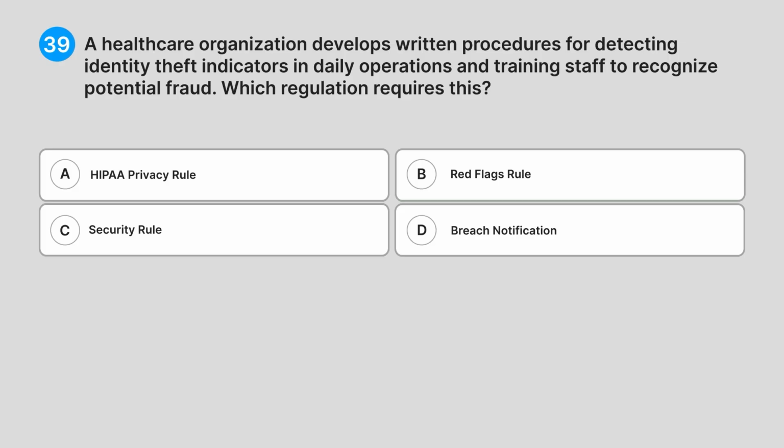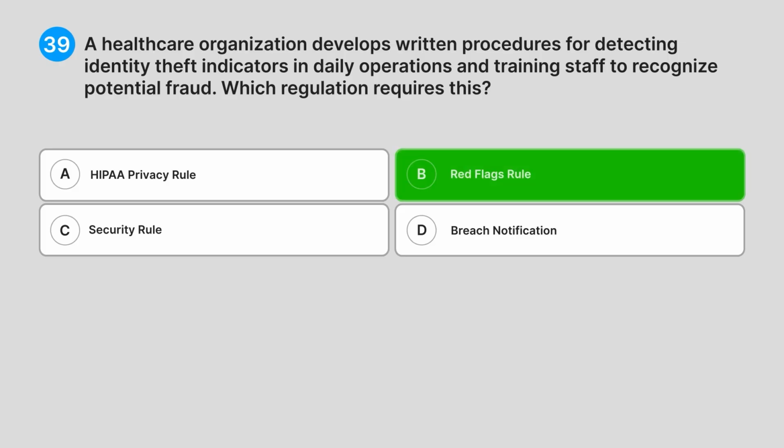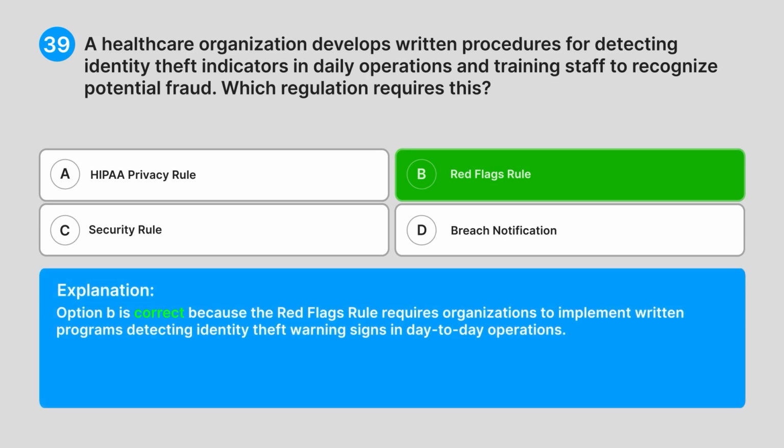Correct answer, B. Red flags rule. Explanation. Option B is correct because the red flags rule requires organizations to implement written programs detecting identity theft warning signs in day-to-day operations.